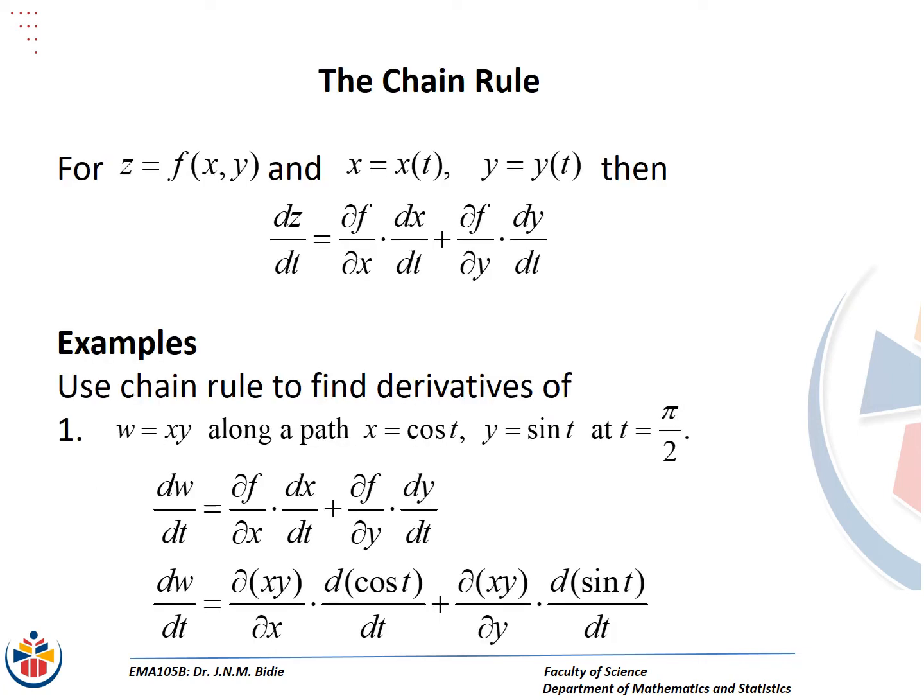We go to the chain rule for partial differentiation. Z is a function of both x and y.